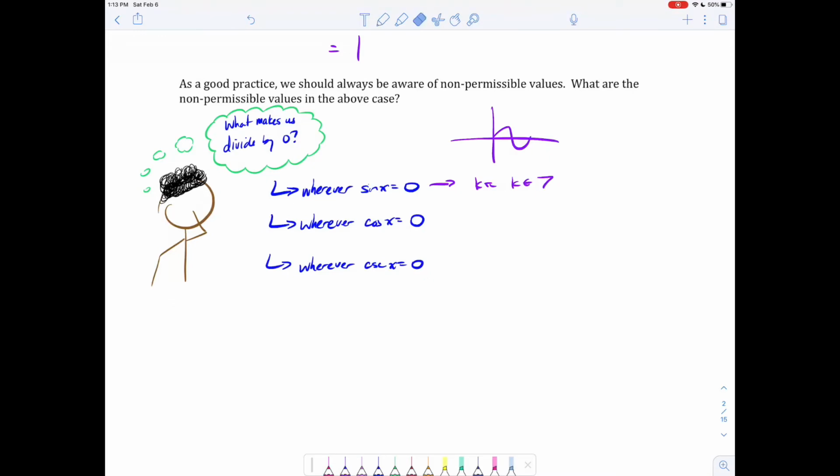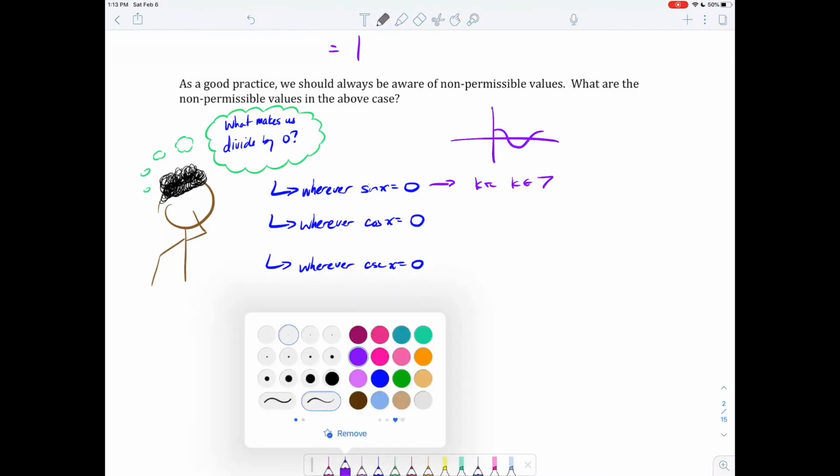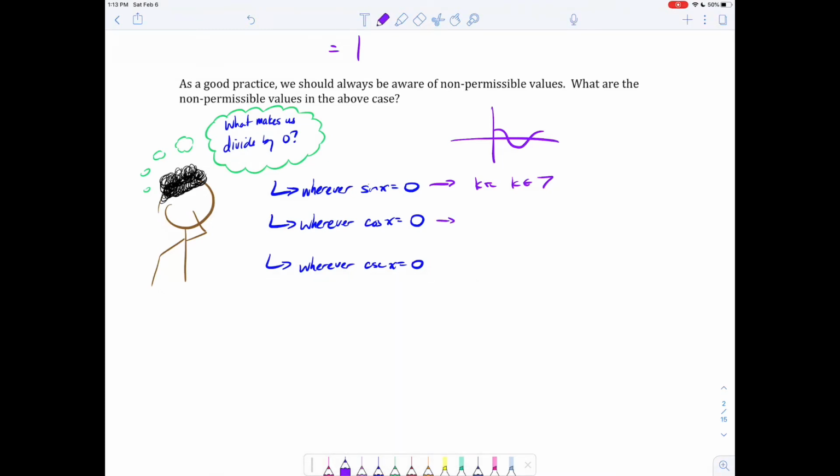Similarly, cosine of x has zeros somewhere. Where does that happen? Cosine of x has zeros whenever we have x be pi over 2, or 3 pi over 2, or 5 pi over 2, or 7 pi over 2. So noting that, we're looking at pi over 2 plus any amount of whole entire pi's.